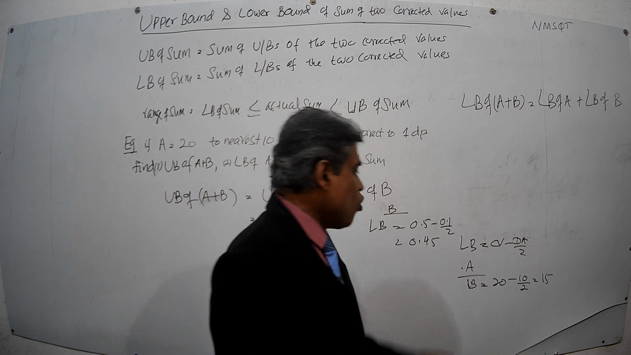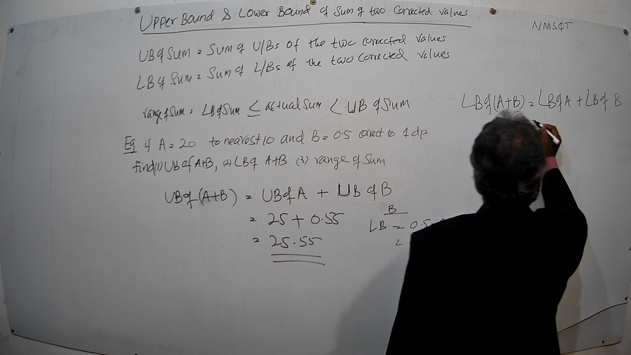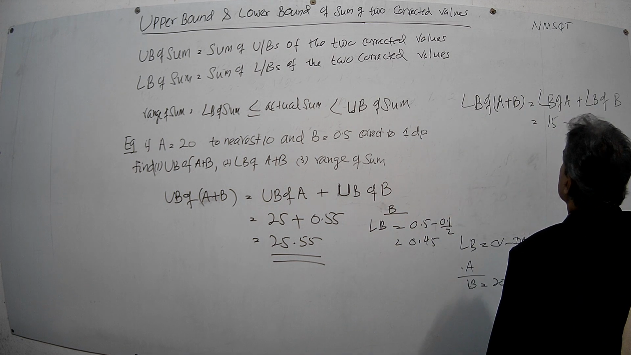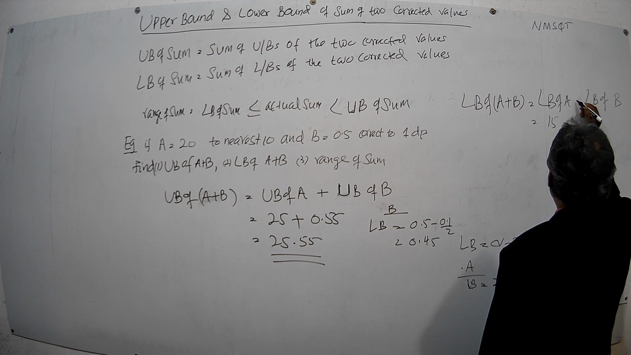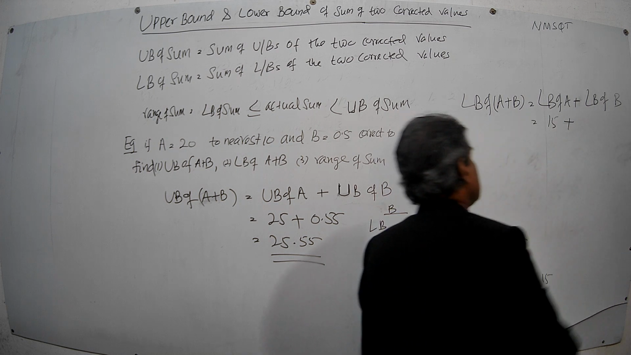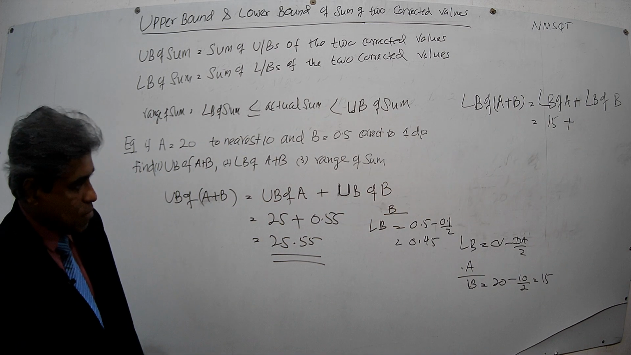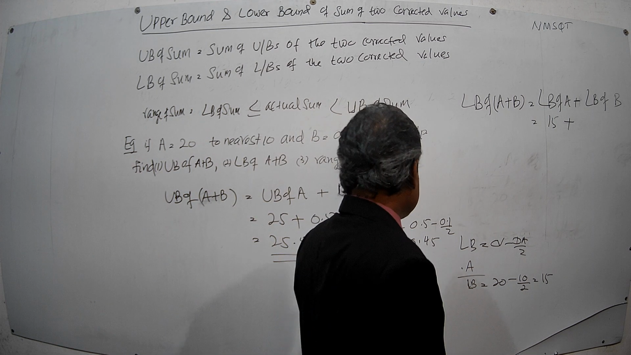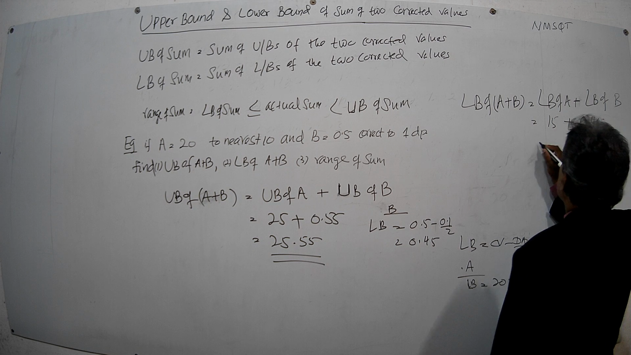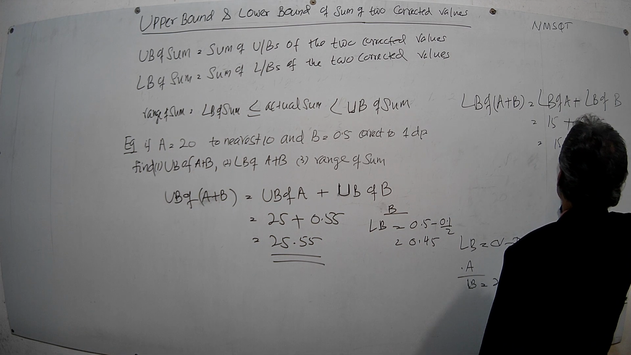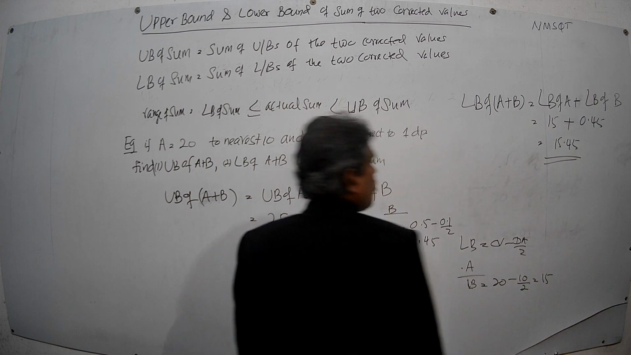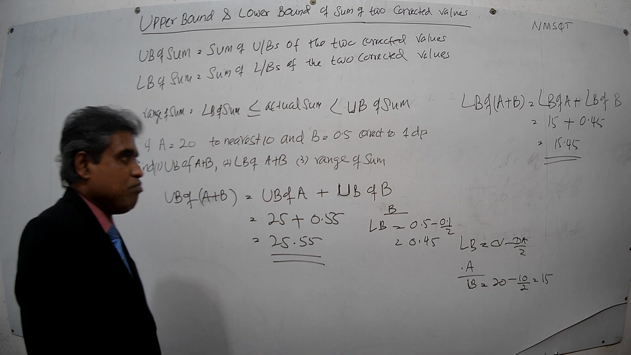Right now we have enough data to find the lower bound of the sum of A and B. Now go and substitute here. The lower bound of A is 15. I made a mistake here; the formula is plus. Lower bound of A plus lower bound of B: 15 plus 0.45. You have to add, then it will be 15.45. This is the lower bound of the sum of A and B, that is 15.45.